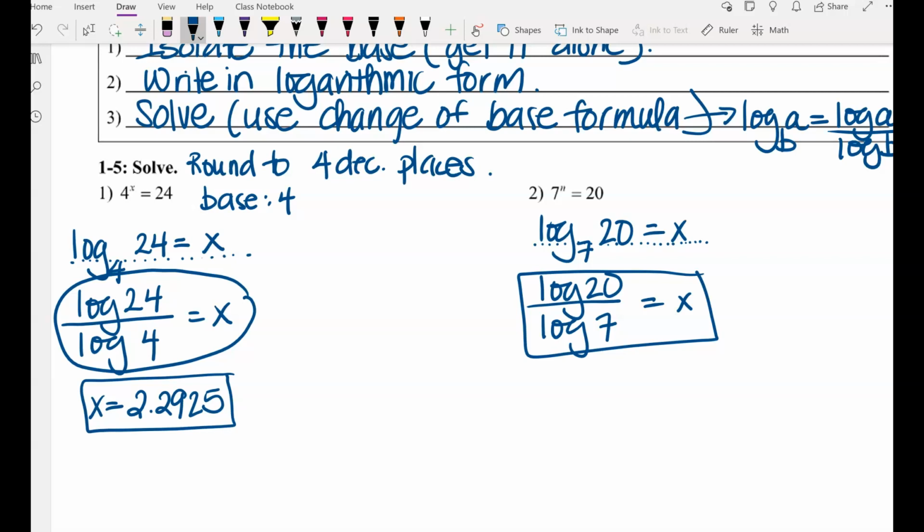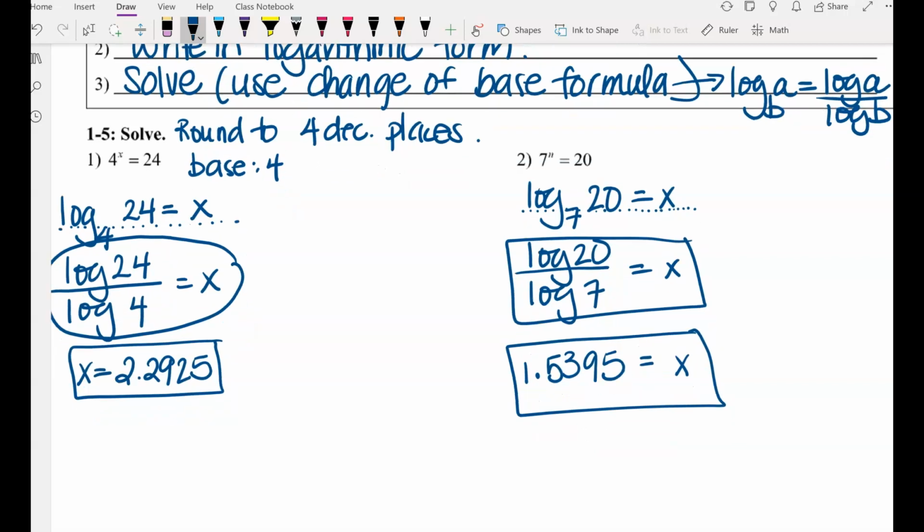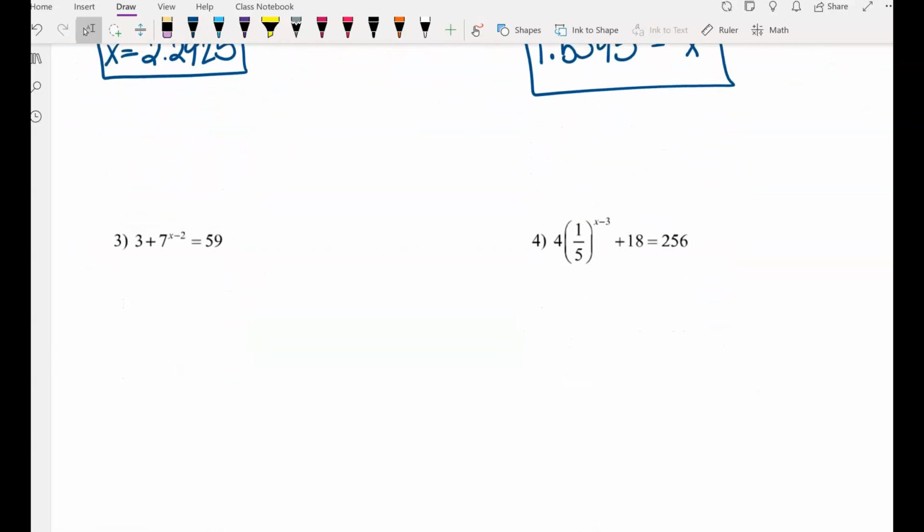Now go ahead and take out your calculator, guys, and give me the rounded answer to 4 decimal places, all right? Hopefully you got 1.5395. If you know how to use your calculator and the change of base, it's easy for these first 2. Now example 3 and 4, as you can see, we have a bit more things to do.